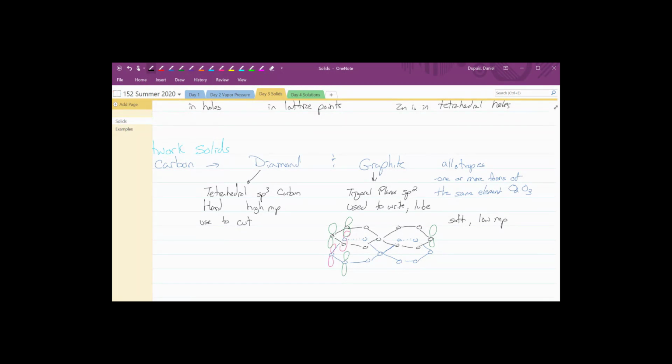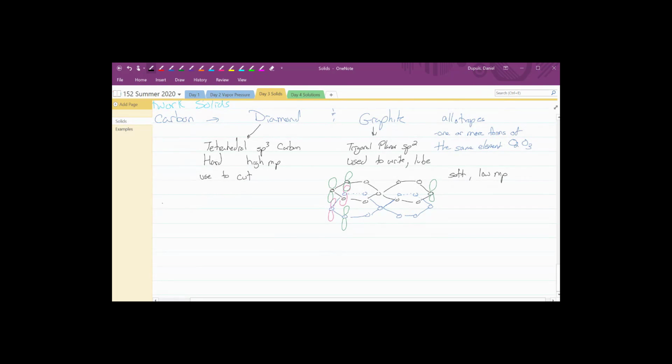Okay. There's also for carbon fullerenes. So that's carbon 60, and that's where carbon is at each vertex of a soccer ball. So you got the soccer ball with pentagons and hexagons. Each vertex would be a carbon, and that would be your carbon 60. And we also have nanotubes. And those are C6 rings with closed ends. Kind of neat.